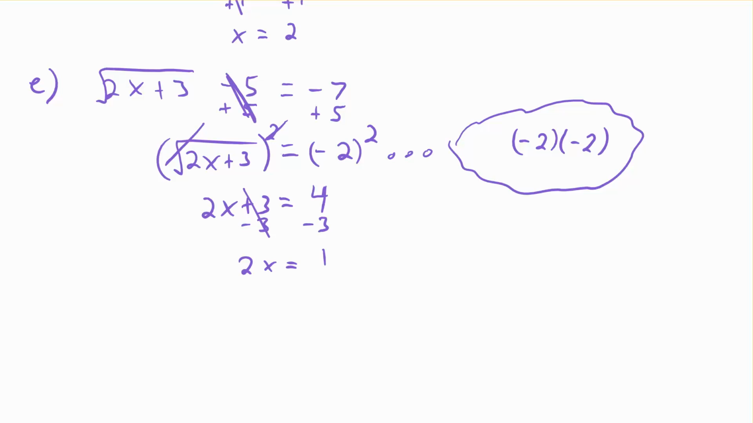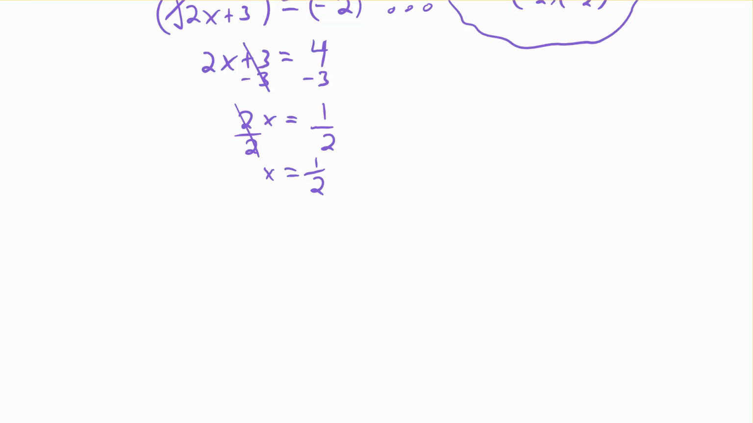Last thing I'm going to do is divide by 2 because I'm going to do the opposite of what's being done right now. So divide by 2, divide by 2. I'm left with x is equal to 1/2. And now I'm going to check this. I know the answer, so I'm going to check this without pausing it.